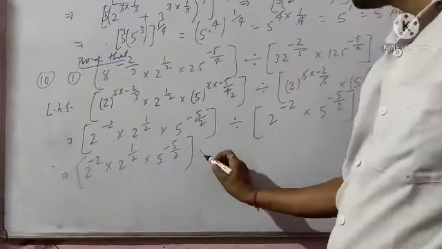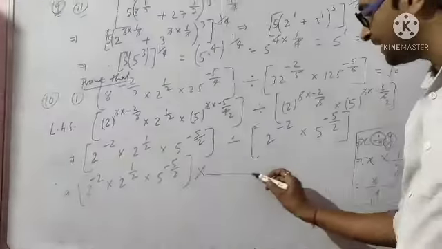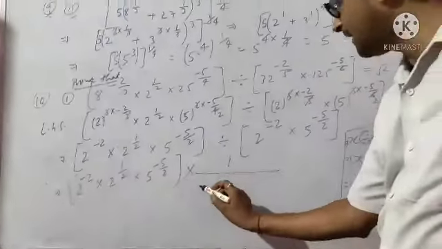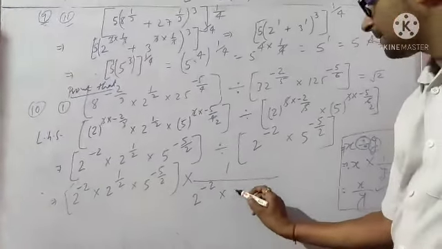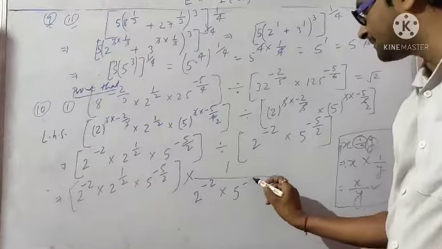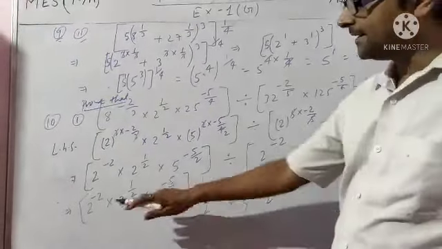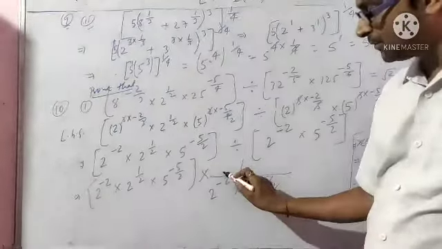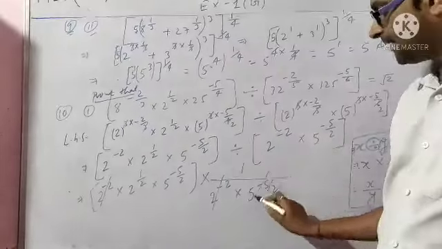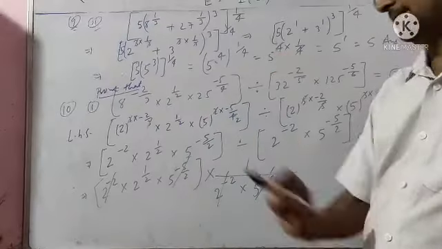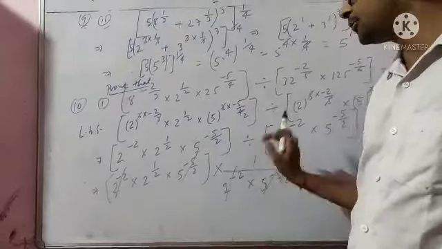Here is the division, put here multiplication, and this value will be in the denominator. So we can write here 1 divided by 2 to the power minus 2 into 5 to the power minus 5 by 2. Okay student, look at here, this value divided by this value, so this value and this value are cancelled, and this value and this value are cancelled. Only one value is remaining, 2 to the power 1 by 2 into 1.